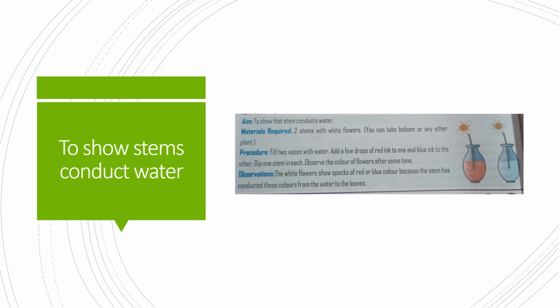So what you will observe, that the white flower shows specks of red or blue color because the stem has conducted the water from that jar to the leaves. So in this way, we can see that the stems perform the function of conduction of water from the roots and they carry it to the leaves.